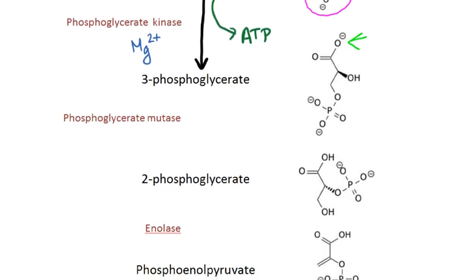The next step is going from 3-phosphoglycerate to 2-phosphoglycerate. And this reaction is carried out by phosphoglycerate mutase. Here you can see that the phosphate groups move from one carbon to another.